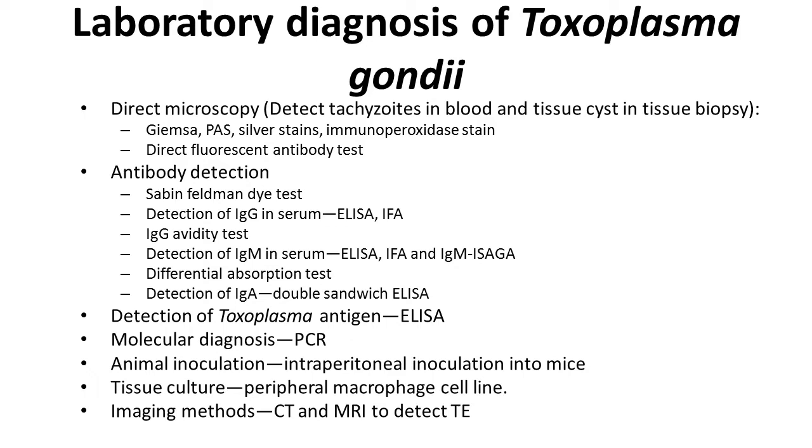Other one, molecular diagnosis by using PCR or sequencing. Animal inoculation, here we are using intraperitoneal inoculation into mice. Tissue culture, peripheral macrophage cell lines we can use, and the imaging methods, CT scan or MRI scan, we can use to detect Toxoplasma gondii.